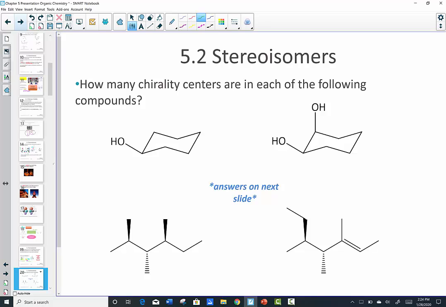How many chiral centers are in each of the following compounds? Pause the video and draw these in your notes and ask yourself to identify, maybe with a highlighter, how many chiral centers are there, and come back to the video when you're ready to check your work. Are you ready? Well, let's see what we found.